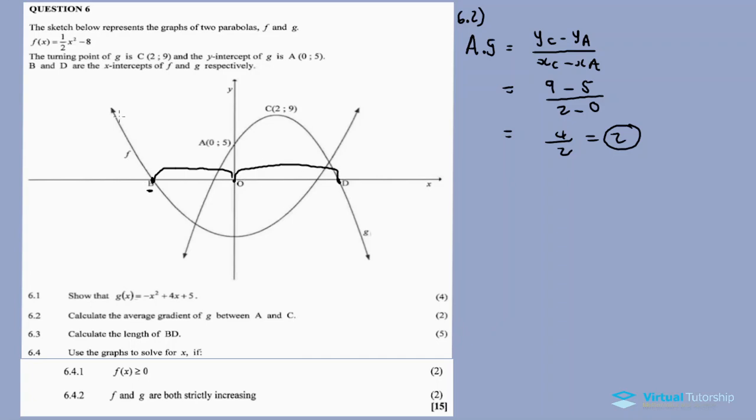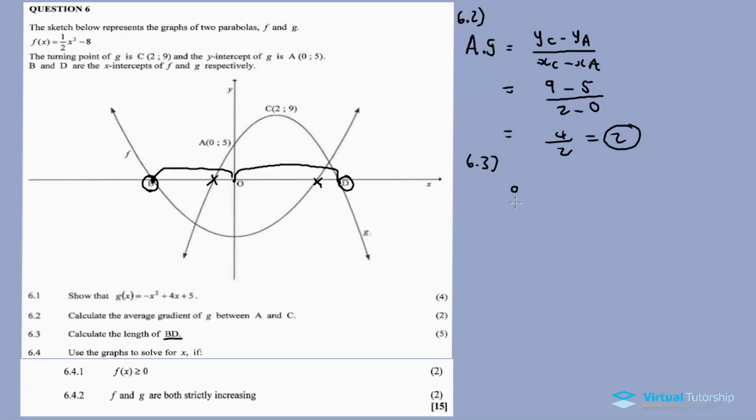So therefore I want the x-intercepts for graph F and the x-intercepts for graph G, but I will not use all of them. I will use the one for D and the one for B to calculate the length BD. So we're going to do that now. Basically we want the x-intercepts for both graphs. How about starting at this one for G? So 6.3.